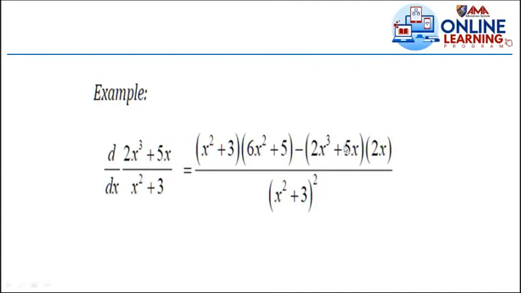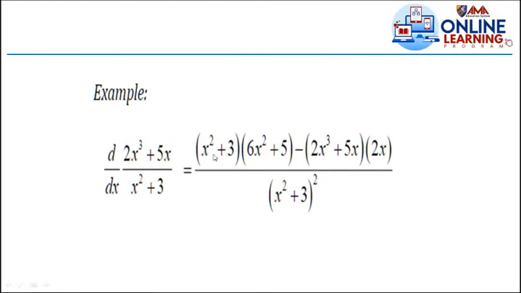Next, let's get the du, the derivative of u. So 3 times 2 is 6. x raised to 3 minus 1 is x squared. Then x raised to 1 minus 1 is 0, so x raised to 0 is 1, and 1 times 5 is 5. So that's our du. Okay, next.